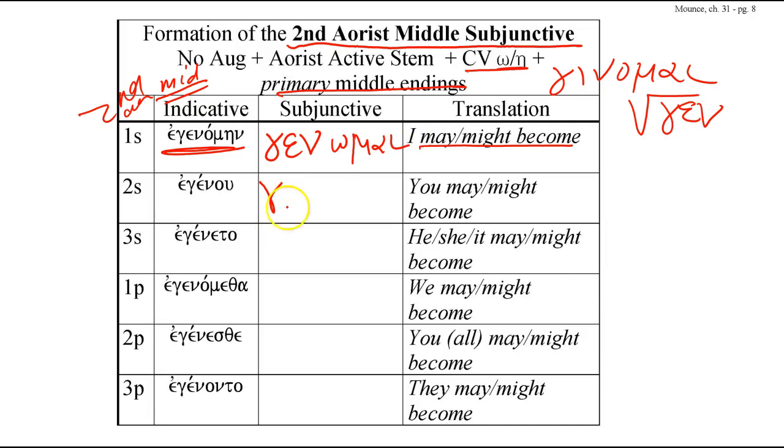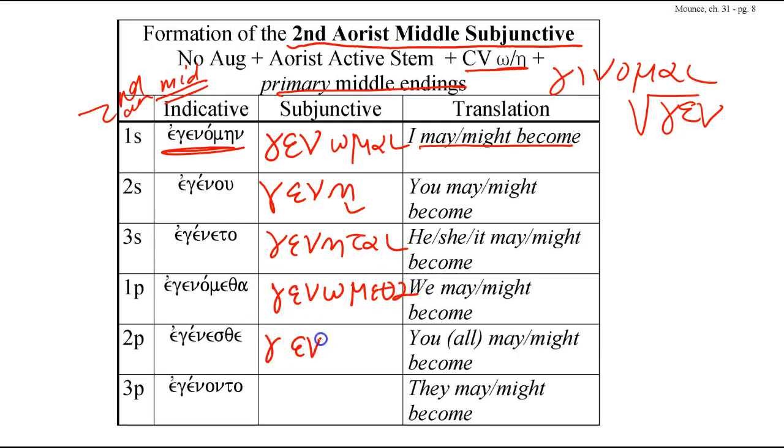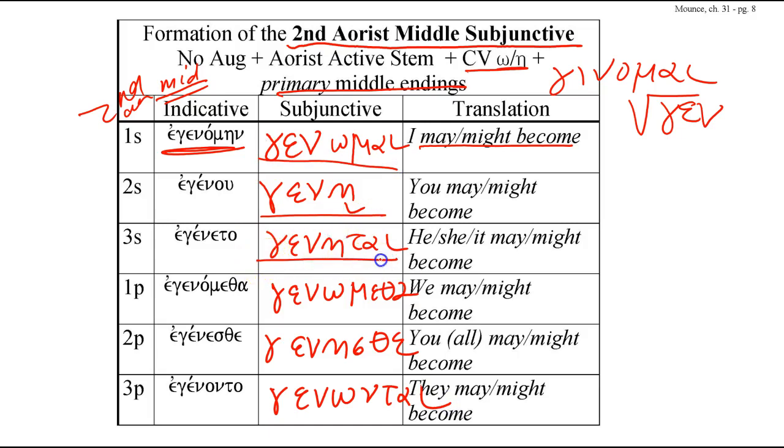That you might or may become, gene. He, she, it might become, genetai. We might become, genometha. You all might become, genesthe. And then they might become, genontai. And those are the forms. Let's say together. Ready? 1, 2, 3. Genomai, gene, genetai, genometha, genesthe, genontai.